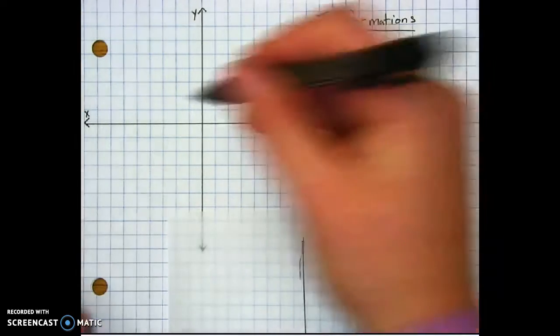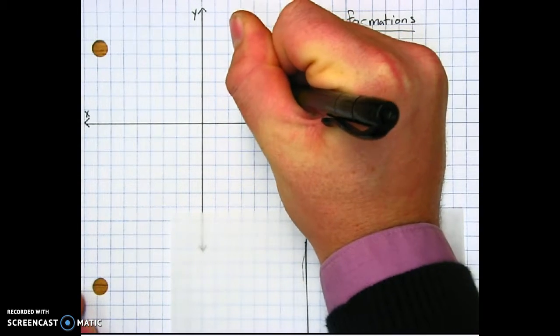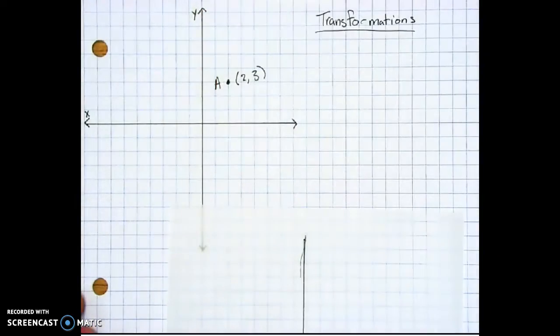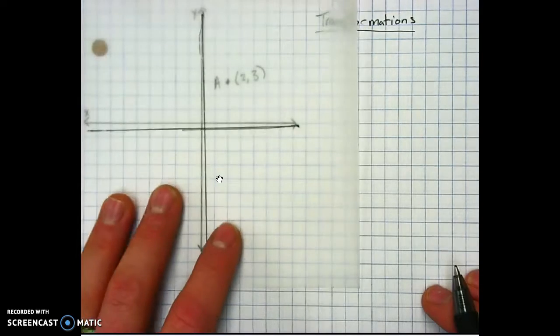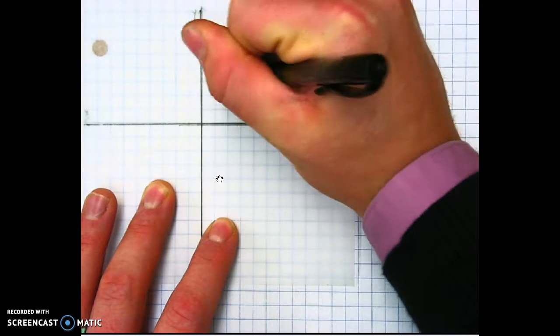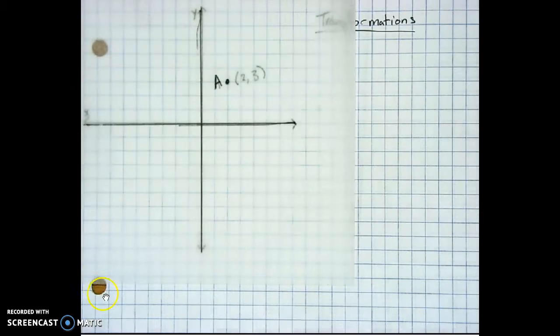We're just going to plot a point. Let's plot the point 2, 3. So we use the point 2, 3 as our original point. Let's call it A. Now on the patty paper, we're just going to copy the location of that point. Here's point A. Now we can begin affecting the different types of transformations.